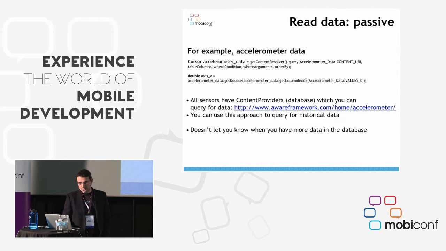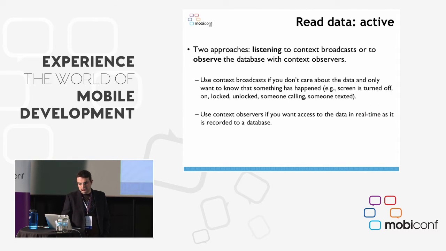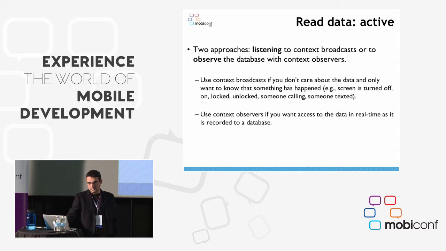But of course, if you just do the cursor like this, you don't know when data changes, and that's why we call that passive. You just get the latest entry or the latest 100, depending on how you structured your query. Then we have the active way, where you can listen to context broadcasts. The framework itself will send a broadcast every time a batch of data has been inserted into the database. So you know there's new data in this sensor that you didn't have before, and then you can do the query, or just use the content observer to get the data in real time.